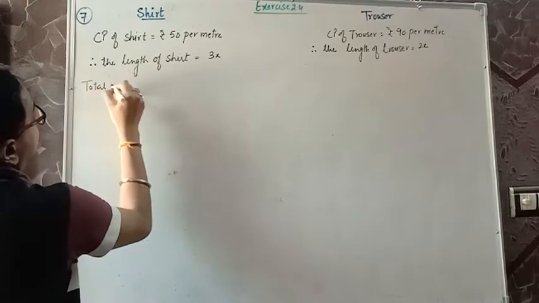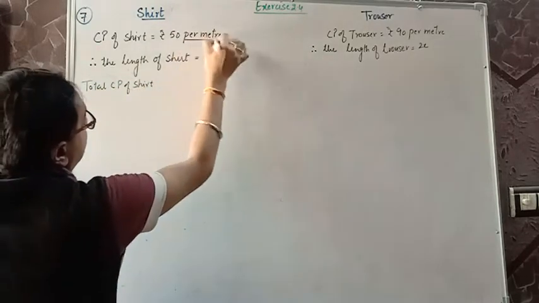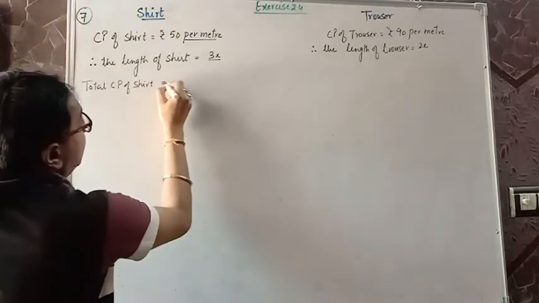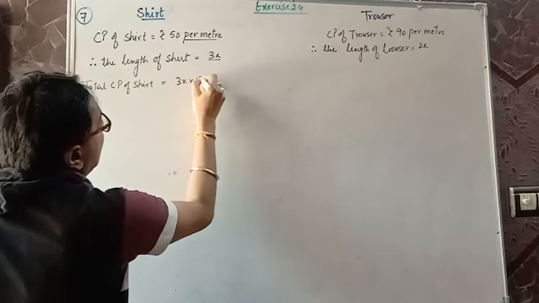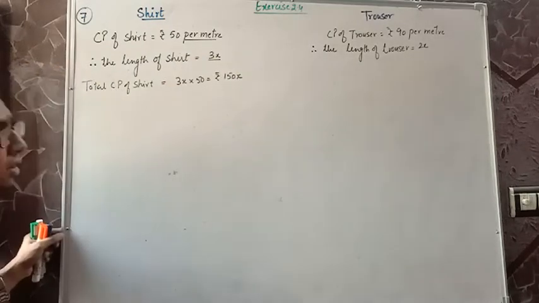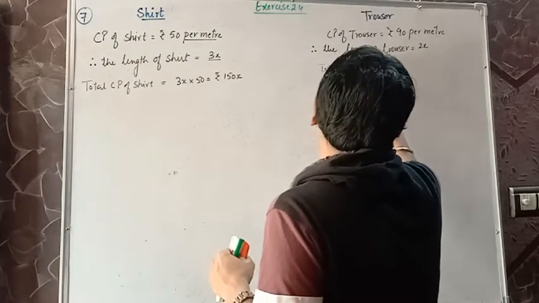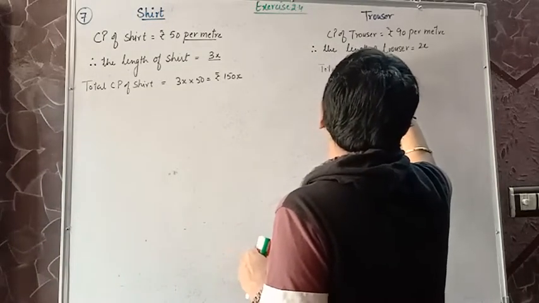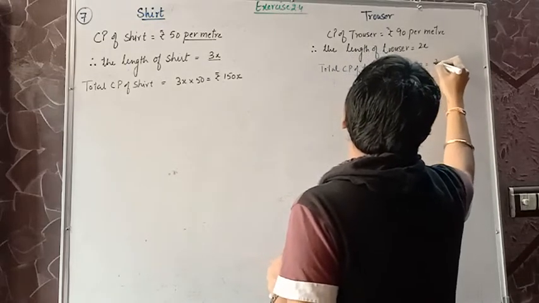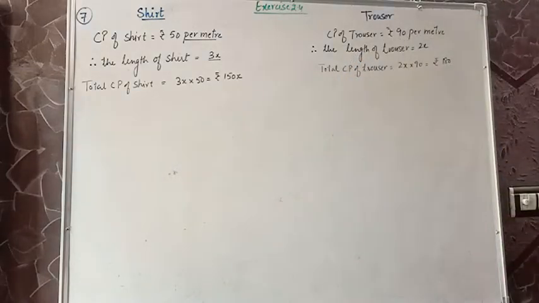I can find the total CP of shirt, because it is given rupees 50 per meter, but he will be buying 3x meter of shirt. So the total CP would be 3x into 50, that is rupees 150x. Clear? Similarly, the total CP of trouser would be 2x into 90, that is rupees 180x. Any doubt anyone is having with this question?